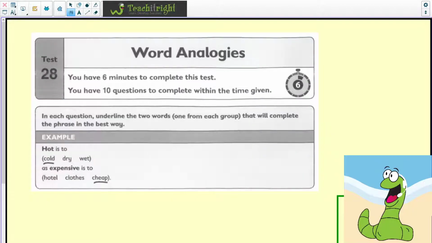Let's move on to some word analogies. Now, word analogies are where we have to find a link between the words, but we need to ensure that the link that we make is the same. So whatever you do on the first pair, so in this example, hot is to cold, so they're obviously opposites. And then we've got expensive. What's the opposite of expensive? It's going to be cheap. So it's really important that when you are doing these, the relationship you find is the same. So we're going to have a look at test 28 first of all.